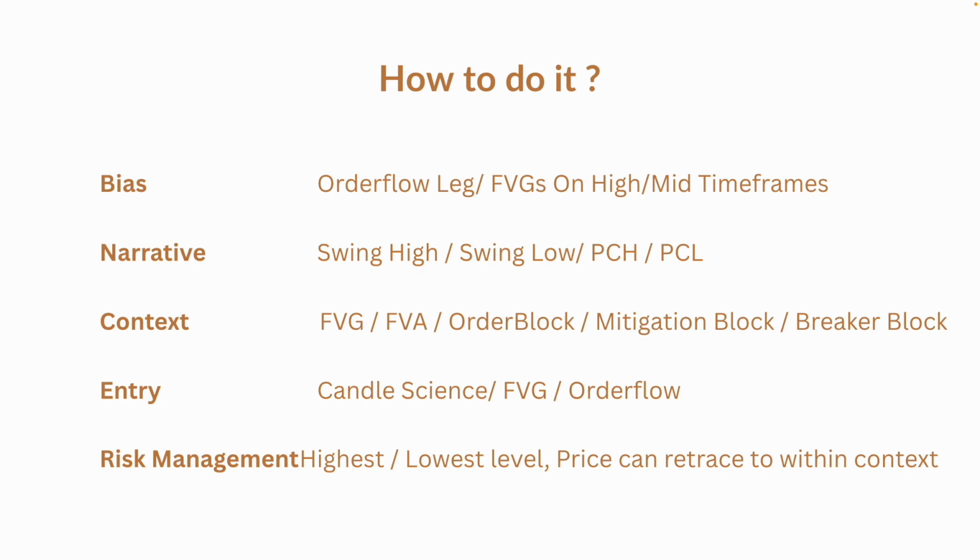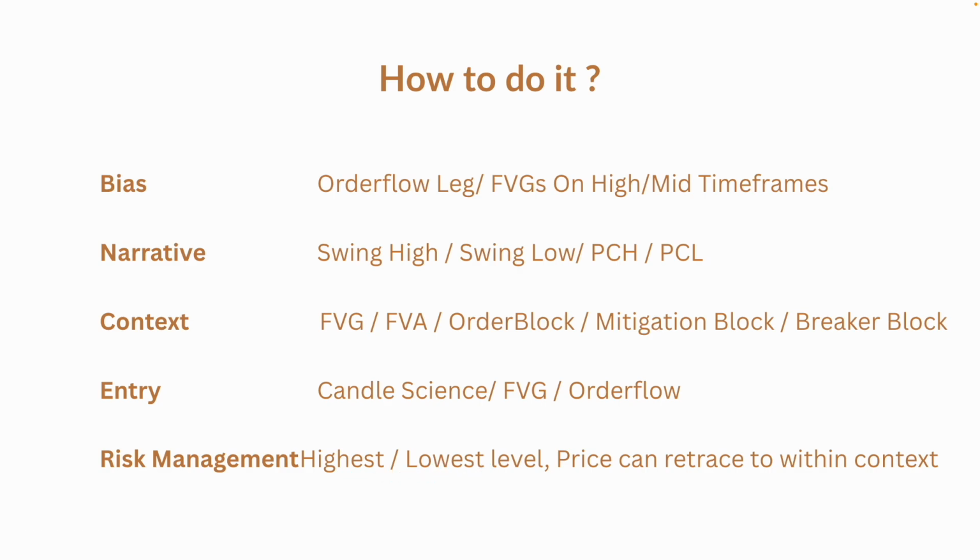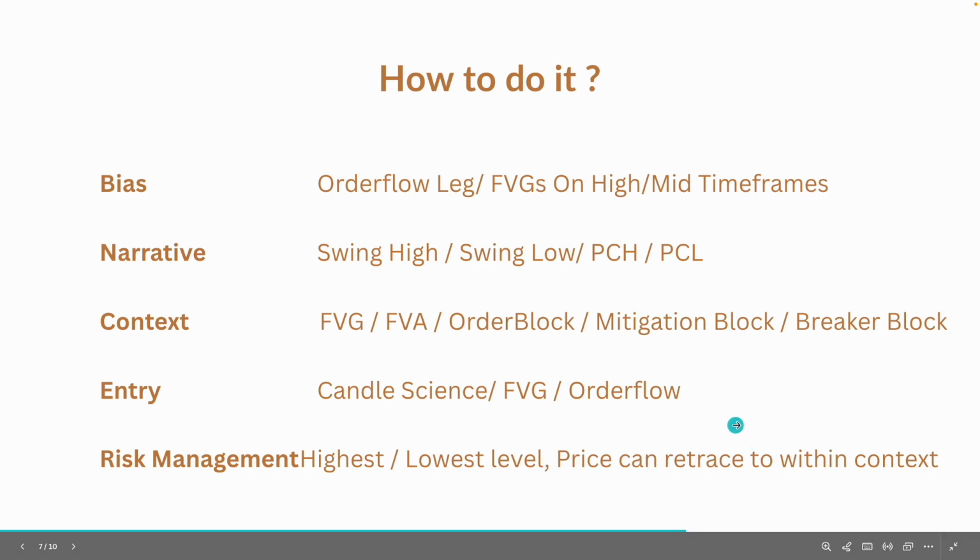So our risk management or stop loss should be above or below this highest or lowest level, and we should take care of some buffer above these levels. If price goes above that high level or below that low level, that means price has reversed, and our context and narrative have failed. It's better to come out of the trade without losing a lot of money or draining our account. So risk management is the most important thing in our practice.